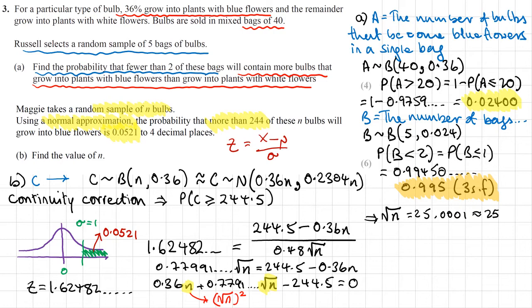Oh, and I corrected that as well. I don't know why I put n there. That should have been squared. So n is going to be equal to pretty much 25 squared, which is 625. Okay, so for this all to work and to get this probability, we need to have taken a sample of 625 bulbs.